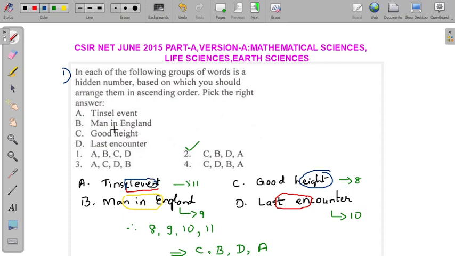Similarly, if you take sentence B, the number hidden here is 8. Then sentence B is man in England, so together it is 9. And good height, 8 is the number. Next, last encounter, the number is 10. So when you arrange them in increasing order, first comes 8, then 9, then 10, then 11. But as per their serial number given here, it is C, B, D, A. Second option is the answer.